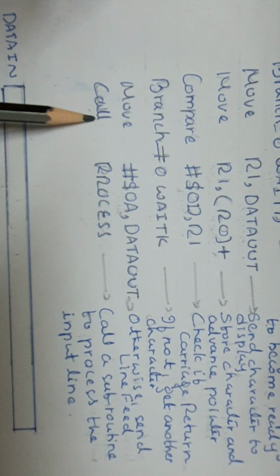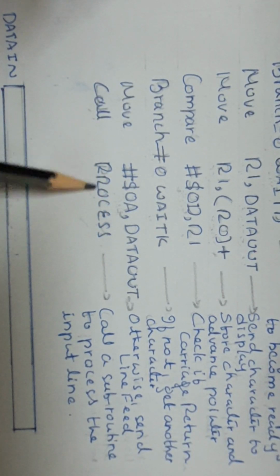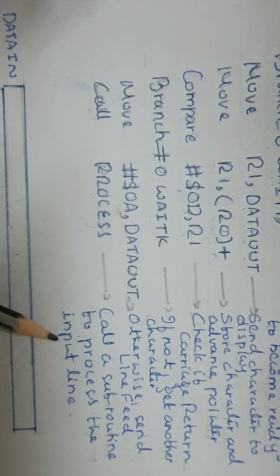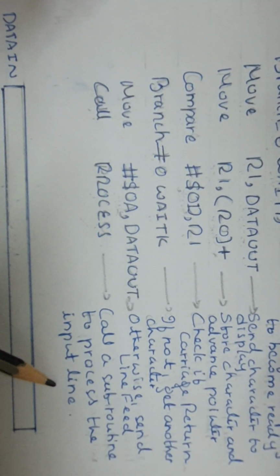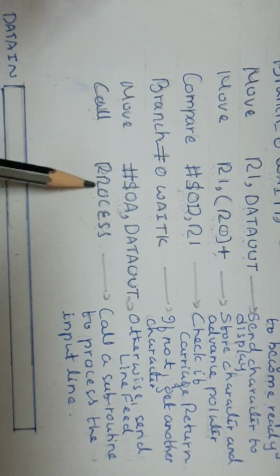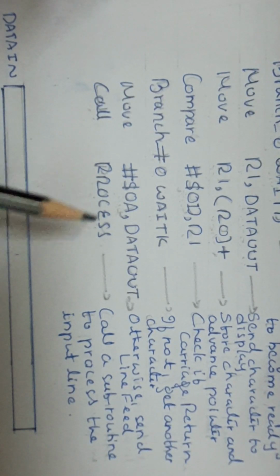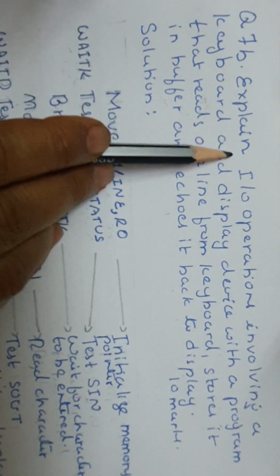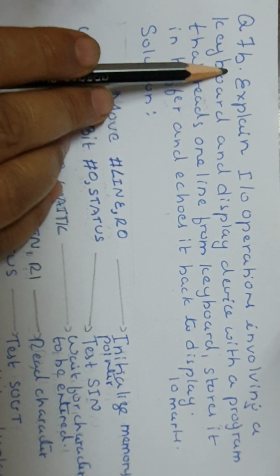So the next instruction used is call process. Process is the name of the subroutine, the set of instructions needed to process the input line, that is the line of characters just now read. Call means the control is shifted to that subroutine to process the input line. That is the explanation for question number 7b.